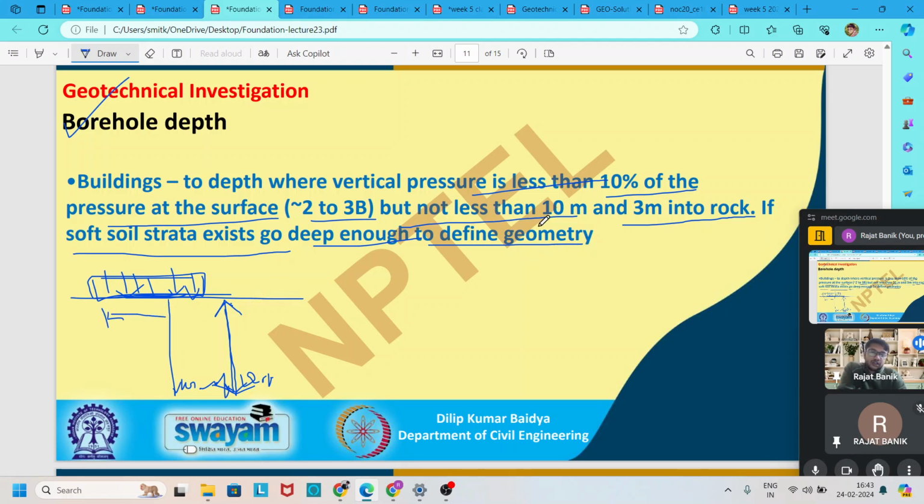But the depth of this borehole should not be less than 10 meters for soil and 3 meters for rock. But if any soft soil stratum exists in between, go deep enough to define the geometry. That means if any substratum exists, you have to go through this substratum to find out the thickness of this substratum.